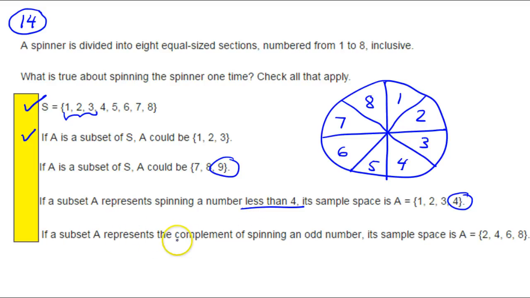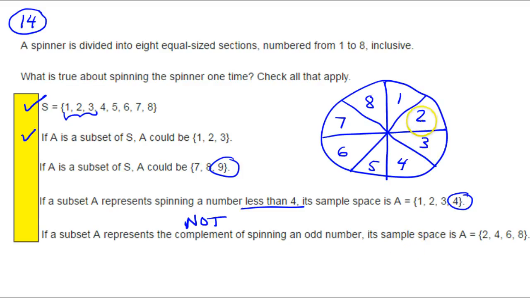If subset A represents the complement, all right, as soon as I see the word complement, I always think the word not. The complement of spinning an odd number, okay, that would mean not spinning an odd number. In other words, that would mean spinning an even number.